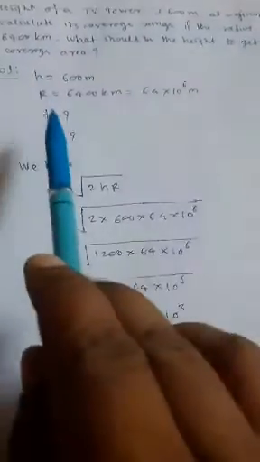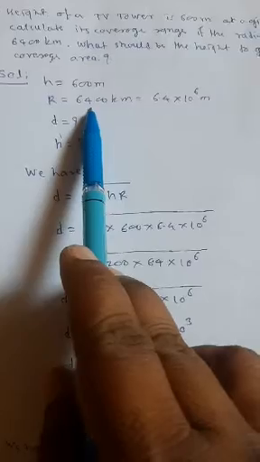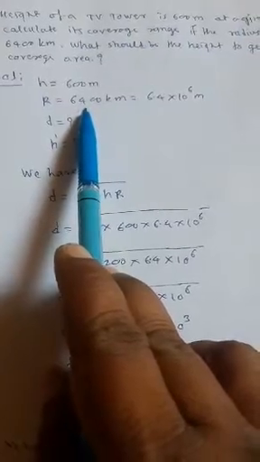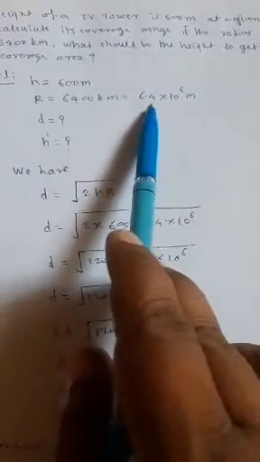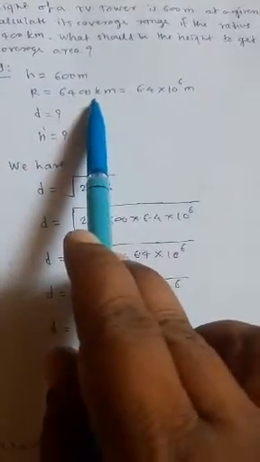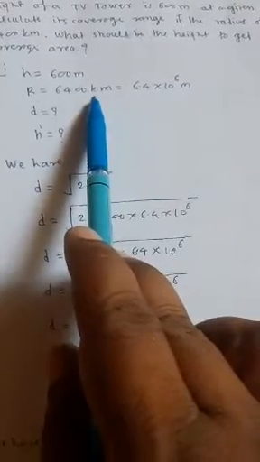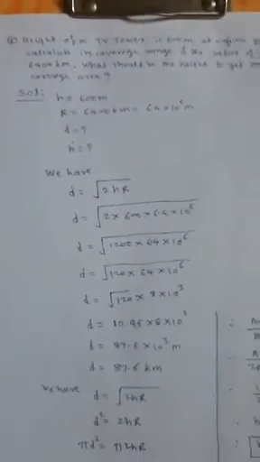Radius of the earth is denoted by capital R, 6.4 into 10 to the power 6 meter. 6400 kilometer means 6.4 into 10 to the power 6 meter, that is 6400 into 10 to the power 3, and it is equal to 6.4 into 10 to the power 6 meter.